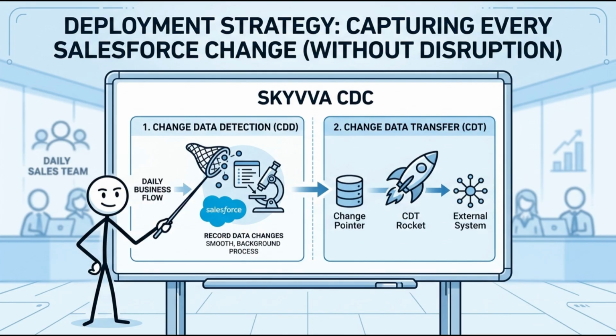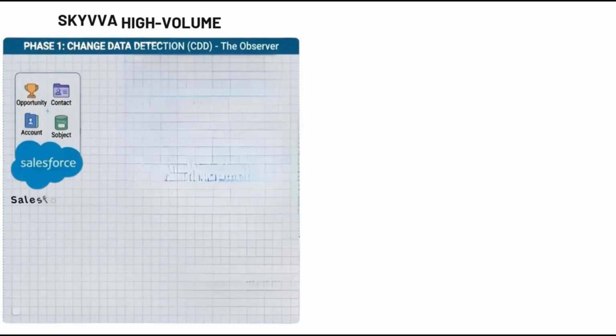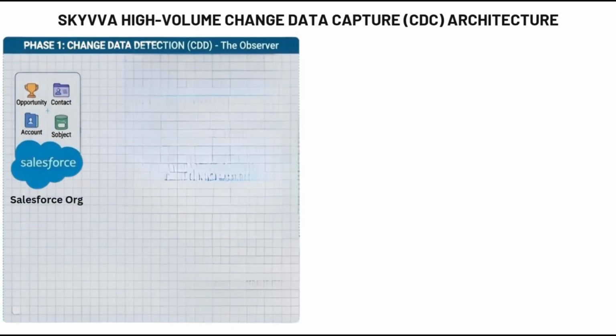When should you deploy change data control? Use it whenever you need to capture every single data change in Salesforce without disrupting your daily business flow. Unlike standard tools, SKYVVA CDC breaks the process into 2 smart steps: change data detection, CDD, and change data transfer, CDT. The CDD consists of 2 components.